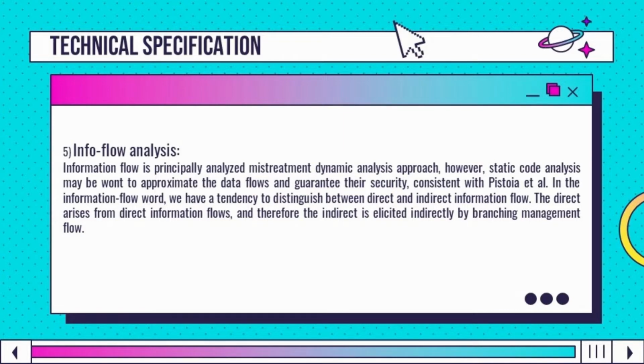Information flow is mainly analyzed using dynamic analysis approaches. However, static code analysis may be able to approximate the data flow and guarantee its security, according to Pistoia et al. In the information flow world, we distinguish direct and indirect information flow. The direct arises from the direct information flow, and the indirect is elicited indirectly by branching control flow. That's all from me. Thank you.